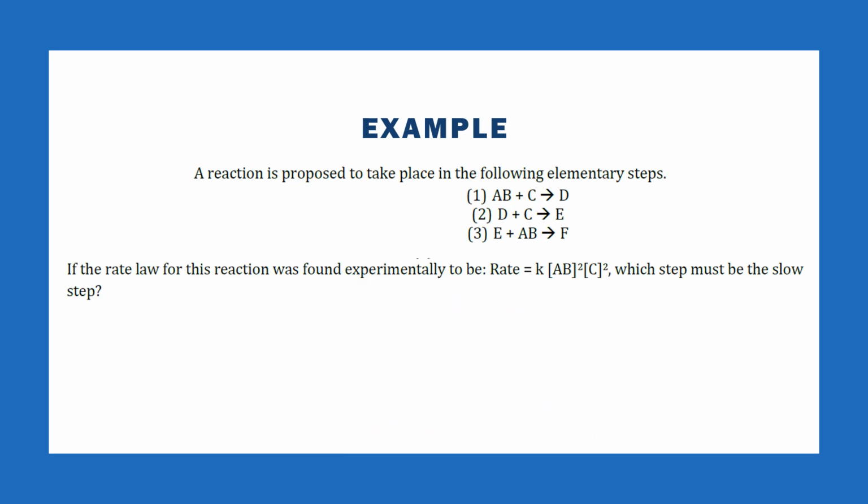All right, here's one more example. A reaction is supposed to take place in the following 3 steps. If the rate law was found experimentally to be rate equals k AB squared times C squared, which step must be the slow step? Now for this, it's really easy to just check. Let's check to see if the first step is slow. If the first step is slow, it's based only off of that first step. Rate equals k AB times C, just the reactants. That does not match the given rate law, so 1 cannot be the slow step, 1 must be a fast step.